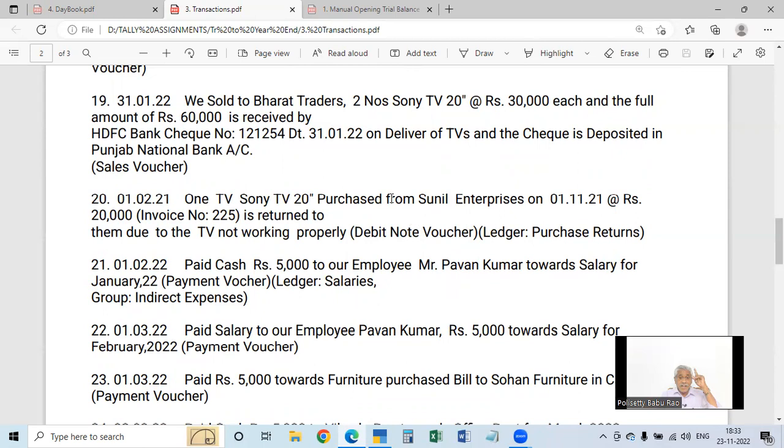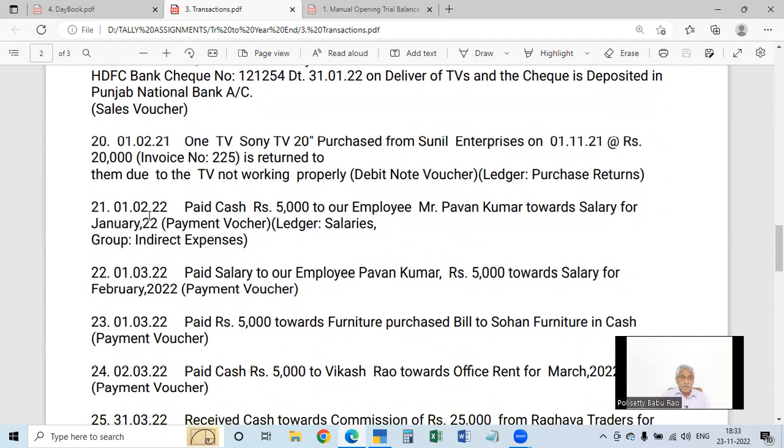After the name of the party, it will ask you for the purchase ledger. The ledger name will be purchase returns, and we have to create it. When creating purchase returns, we have to take the group under purchase accounts, because returns are to be deducted from purchases. That is why, when creating the purchase returns ledger, you have to create it under the purchase accounts group. Remember that.